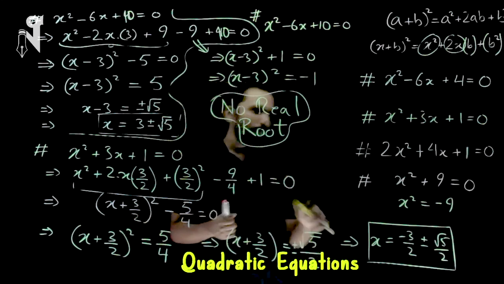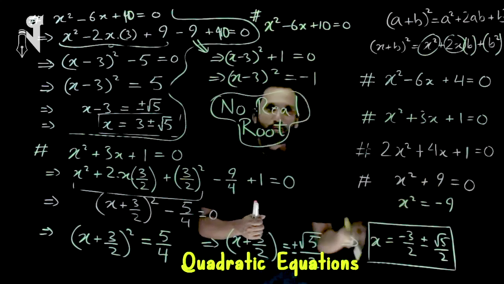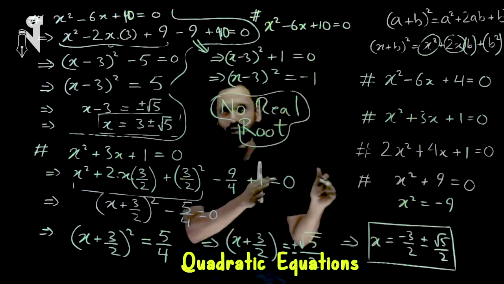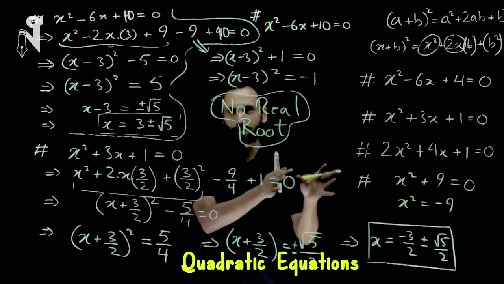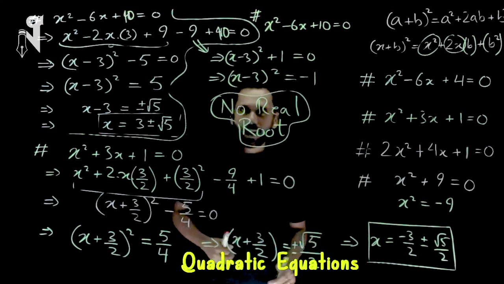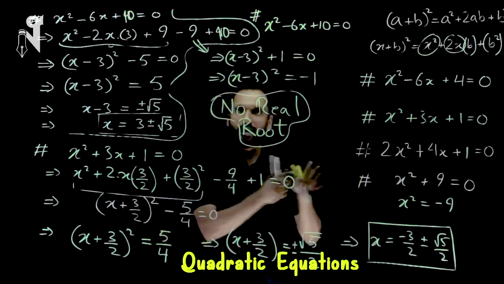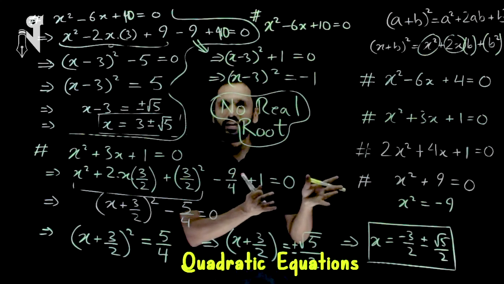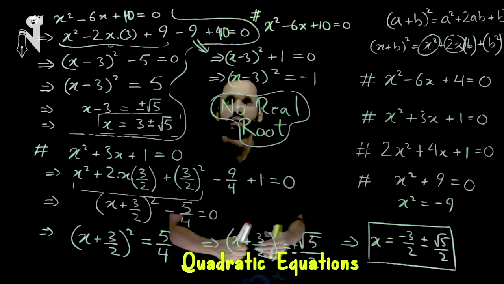Now instead of using numbers 2, 4 and 3, let us use A, B and C and do the ditto same process, the same steps what we have been doing over here, and get the answer in terms of A, B and C. And that answer in terms of A, B and C would be the formula for solving your quadratic equations.